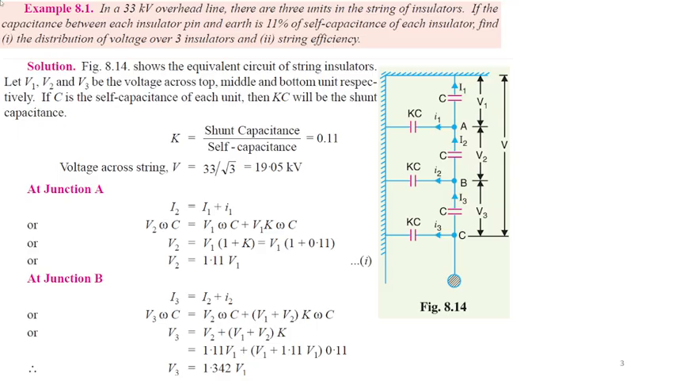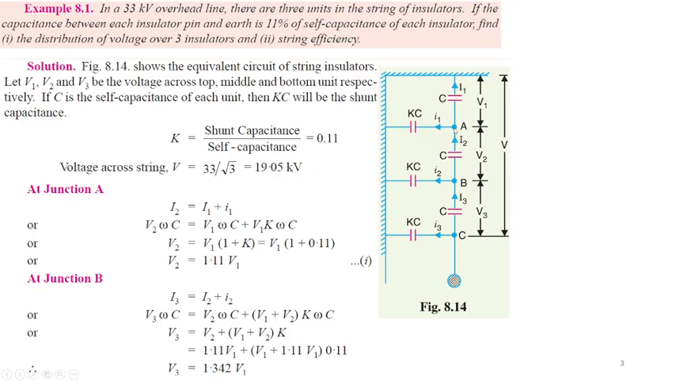And we have this factor, the shunt capacitance factor. Shunt capacitance divided by self-capacitance is equal to K, and voltage across a string. We are in three phase, so it should be divided by square root of 3. So we will have the phase to neutral voltage here.